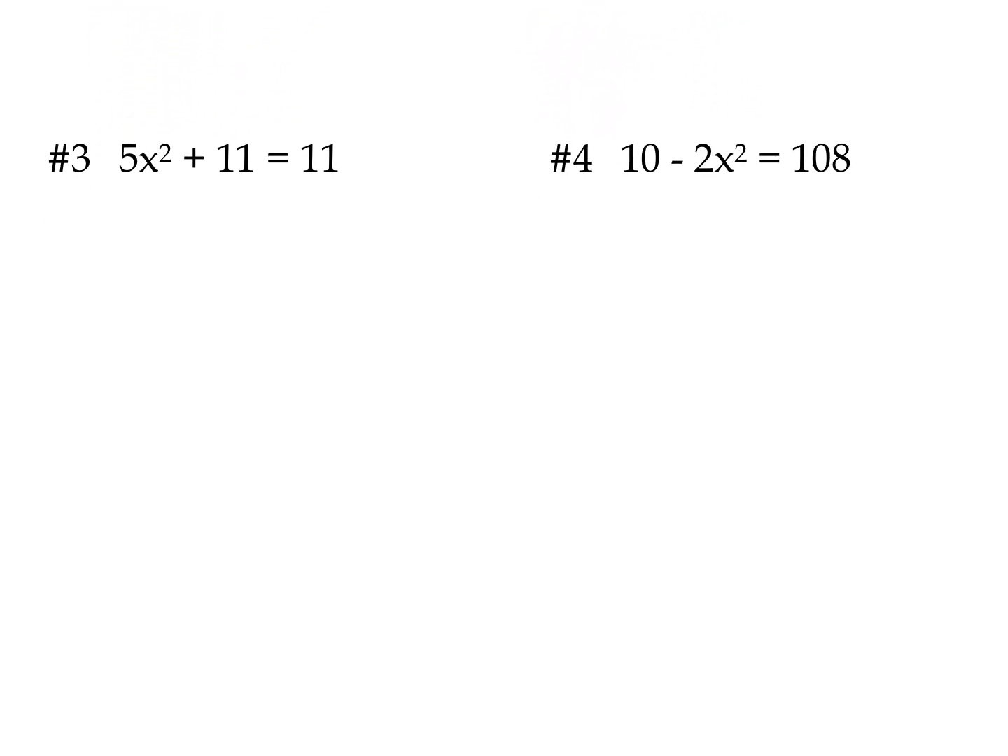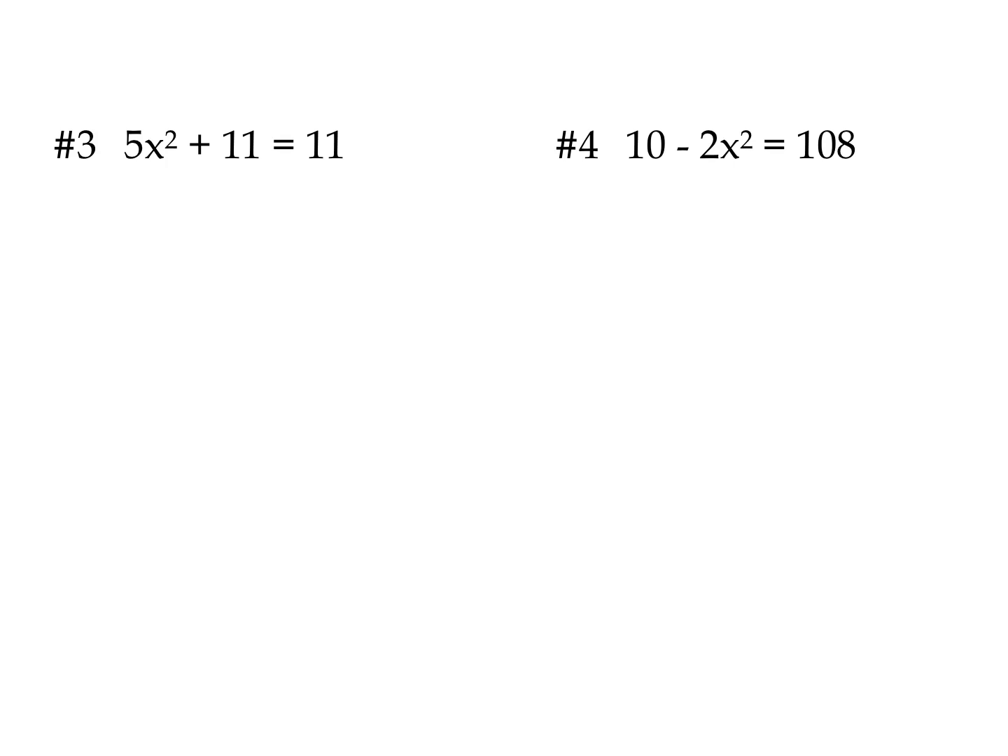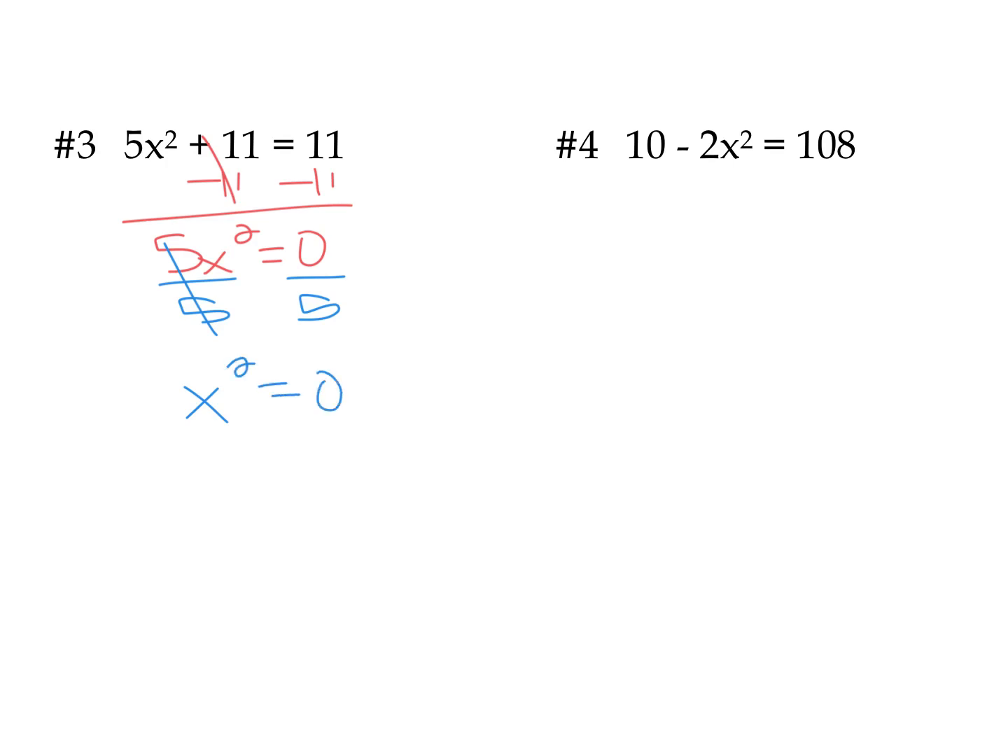Going ahead to number 3 here. 5x squared plus 11 equals 11. So we're going to get that x squared by itself by subtracting 11 on both sides. And we'll get 5x squared equals 0. Then I have to divide by 5. So in this case I'm subtracting and I'm dividing to get x squared equals 0. And when I square root both sides of this, the square root of 0 is 0.